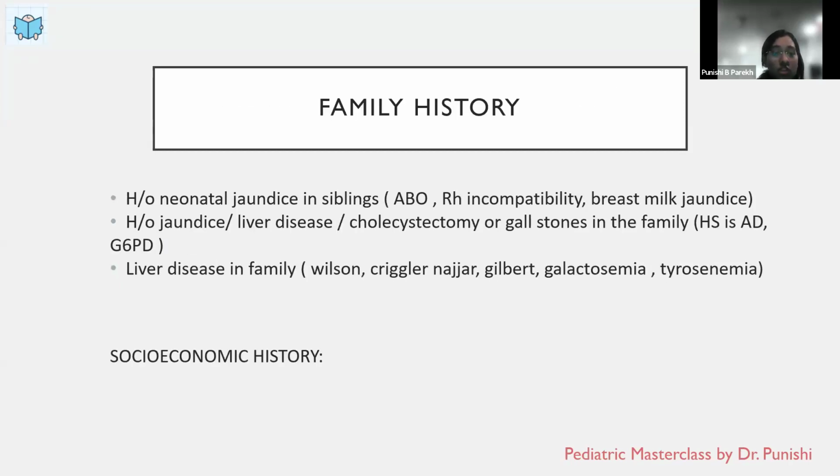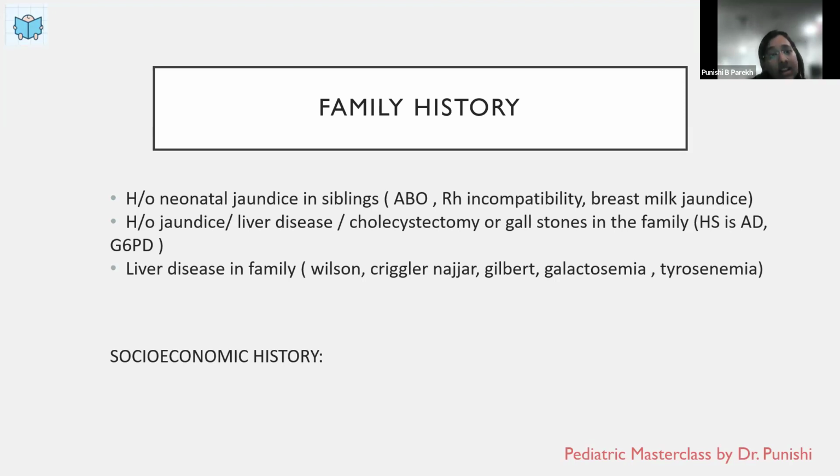Okay, so family history. So history of neonatal jaundice in siblings. So that could be because of ABO incompatibility, it could be because of RH incompatibility or breast milk jaundice. Now these are causes which tend to recur in pregnancies because obviously the mother's blood group is going to remain the same. And if the mother has breast milk jaundice, probably because of the production of beta glucuronidase, which leads to deconjugation of the bilirubin, that factor is going to remain constant. So if there is significant history of jaundice in the siblings also requiring some kind of treatment, then these are differentials that you need to keep in mind.